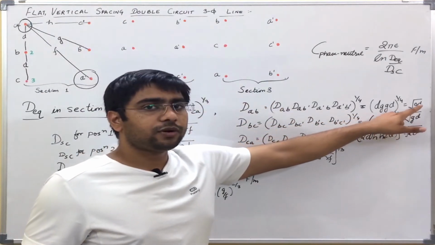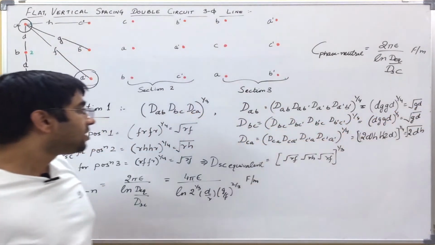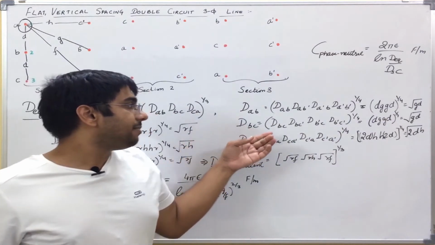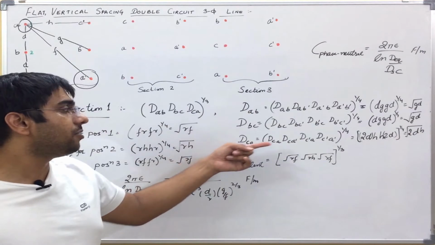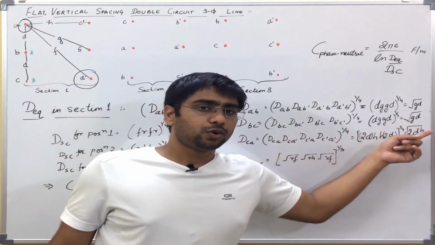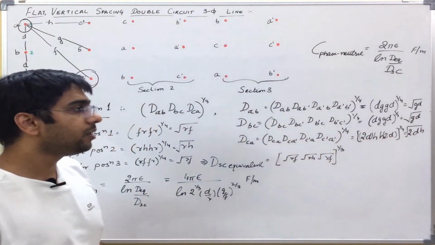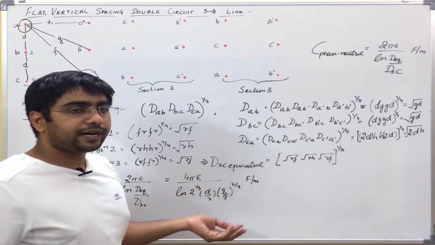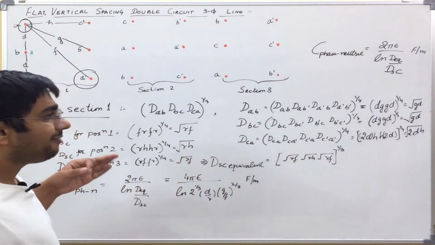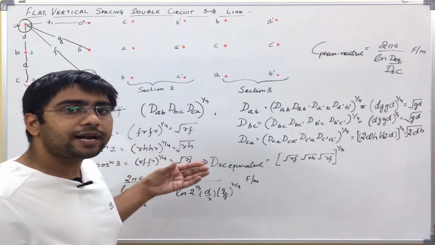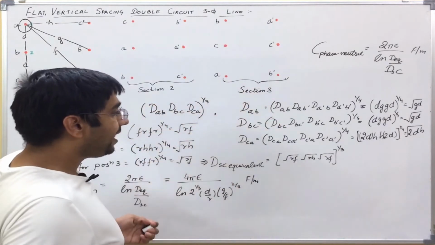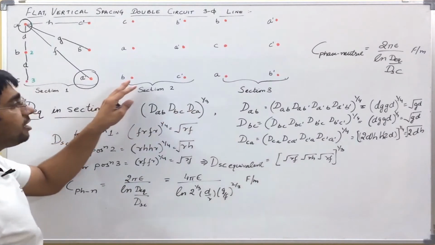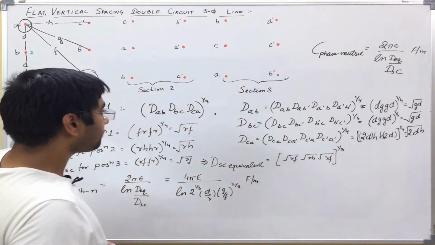which will give me root of GD. Similarly, DBC can be written as under root of GD, and DCA can also be written as under root of 2DH. Now, as a homework, you can verify the value of D equivalent in section 2 and section 3 also. You will find that D equivalent in section 1, 2, 3 are equal.